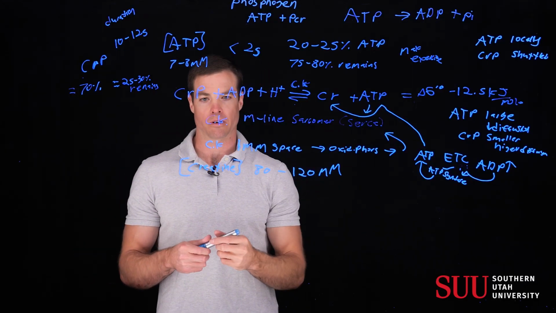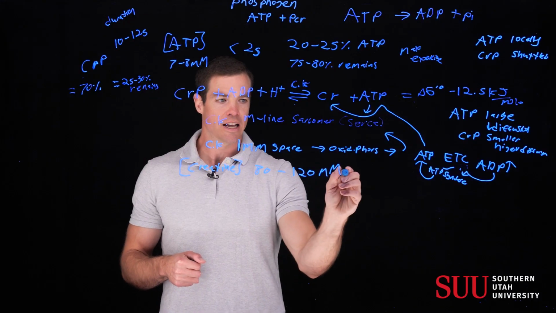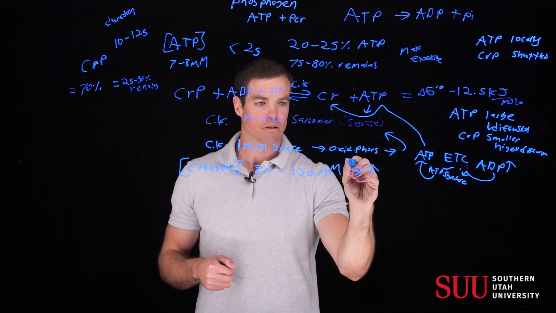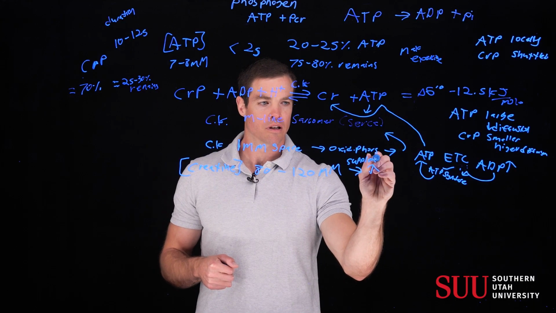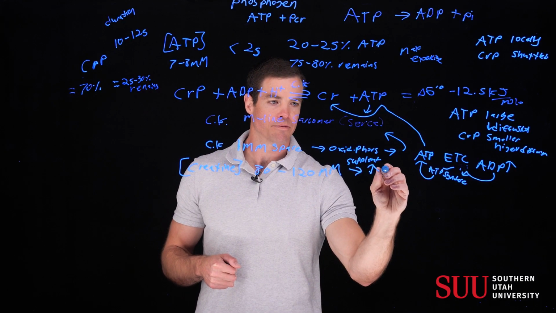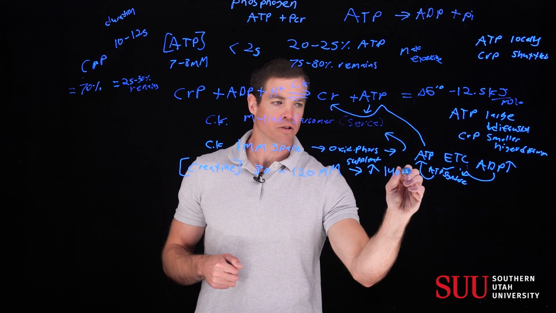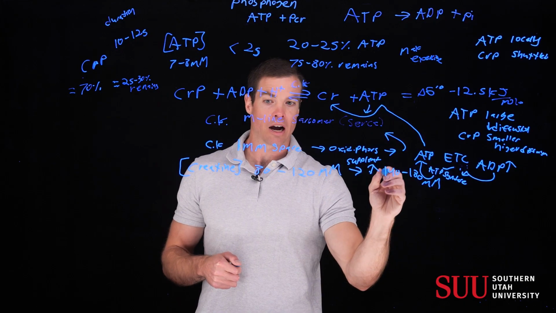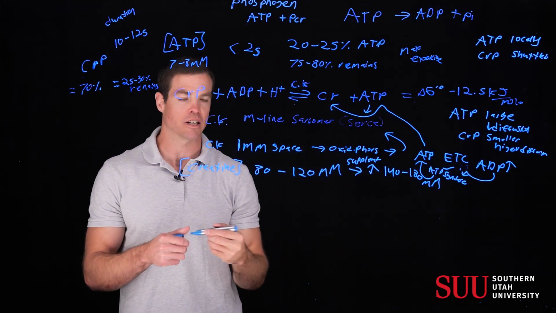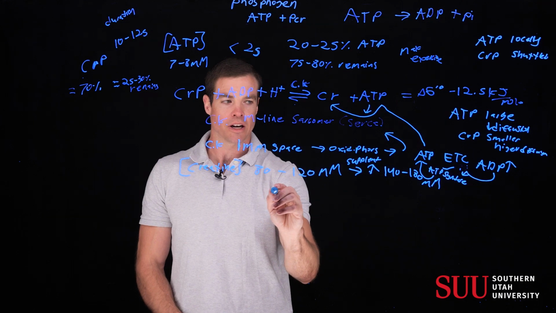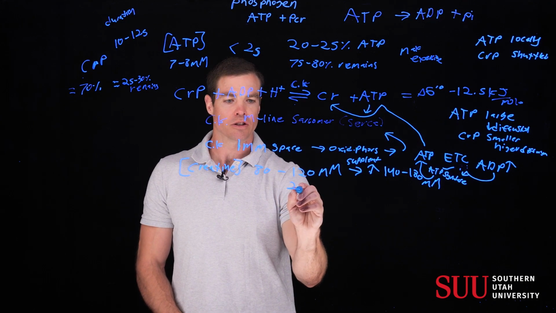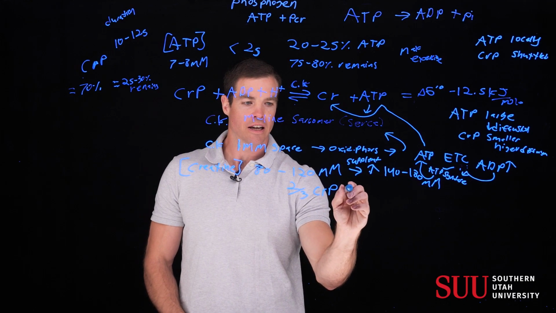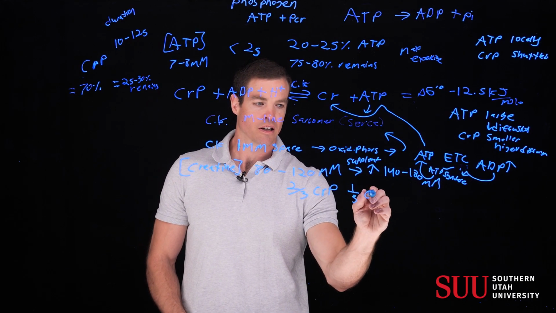And if you supplement with creatine, it can increase this to say 140 to 180 millimolar. So now we have a much higher creatine concentration. Now the creatine, when it's stored in the body, about 2/3 of it is stored as creatine phosphate, and 1/3 is going to be stored as just creatine.